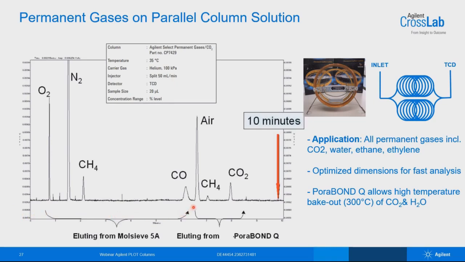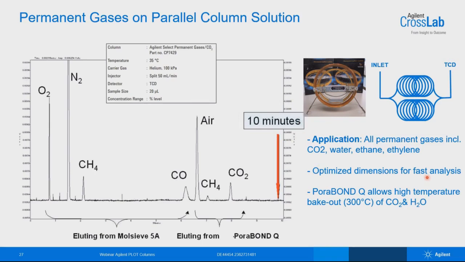Here in the top right you can see how that two-column setup looks. So what happens is that the injected sample is split over the two columns, with the gas stream joining each other again at the exit and then going into the thermal conductivity detector. The entire separation takes about 10 minutes. The dimensions are optimized to avoid any interfering elution of components and to produce a fast analysis.